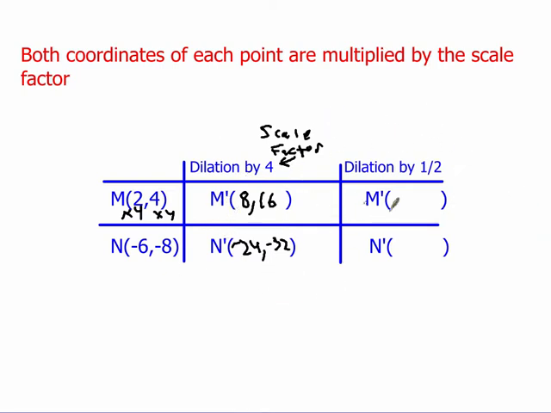Now, to dilate the figure by half, same idea. I just multiply each one of these things by half. So half of 2 is 1, and half of 4 is 2. Half of negative 6 is negative 3, and half of negative 8 is negative 4. All I do is take these numbers and multiply them by my scale factor. Notice that 2, 4 turning into 1, 2 gets smaller. 2, 4 turning into 8, 16 gets bigger. 4 is bigger than 1, so the shape gets bigger. Half is less than 1, so the shape gets smaller.